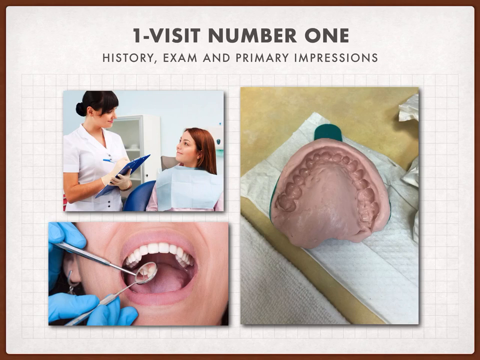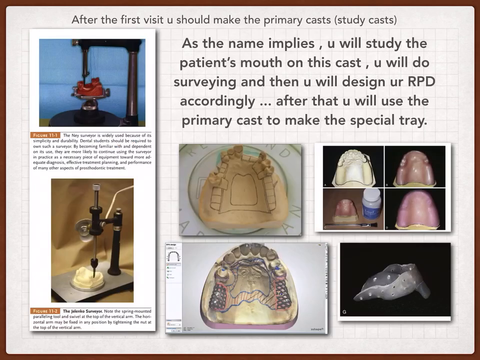The first visit will include the history taking procedure, clinical examination, and then the decision about making a removable partial denture for this patient, and then taking the primary impressions of both arches. Mostly the primary impressions are taken with alginate impression material, as we can see here in the right picture. After the first visit, you should make the primary casts from that primary impression.